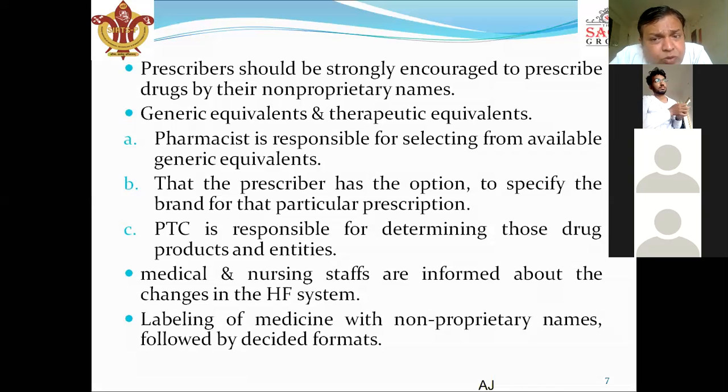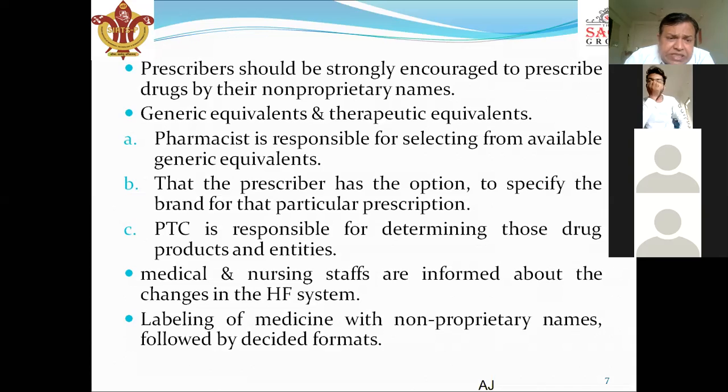Now, the pharmacist is responsible for selecting from the available generic equivalents. What is that? The prescriber prescribes the medicine to the patient, then the pharmacist must be responsible for giving that particular medicine, with the equivalent strength, to the patient. Now the prescriber has the option to specify the brand for the particular prescription. If a physician wants to mention the particular brand name in the prescription, then he can.